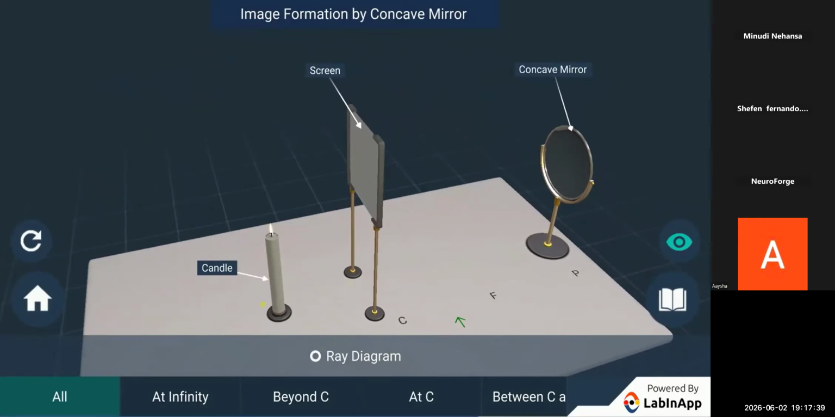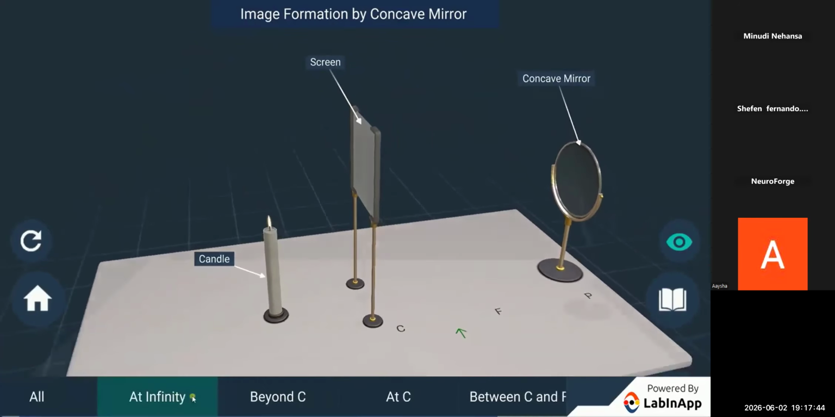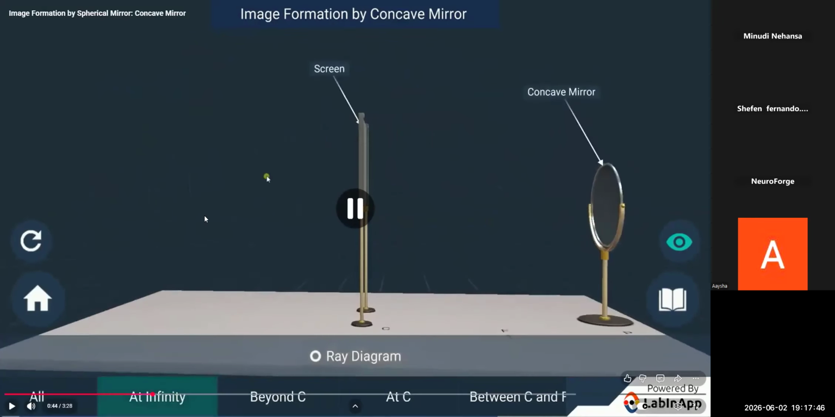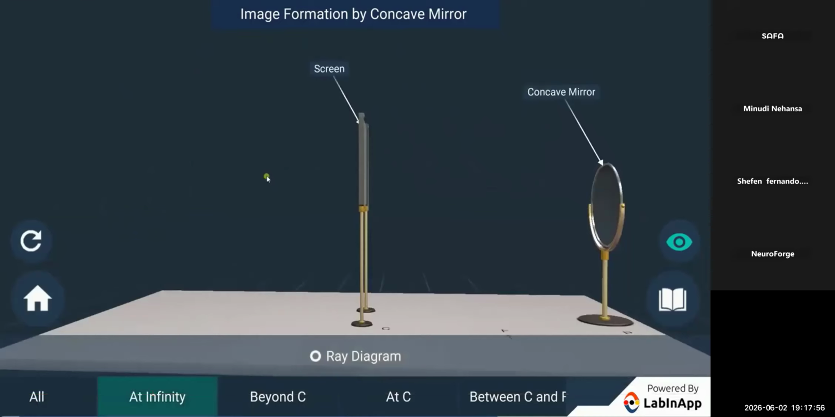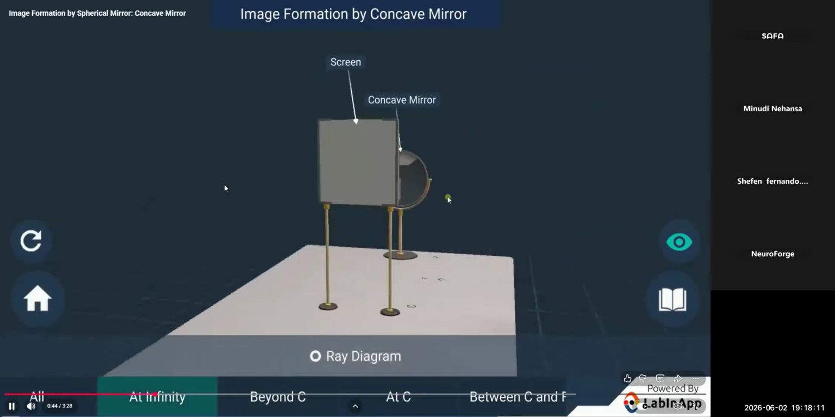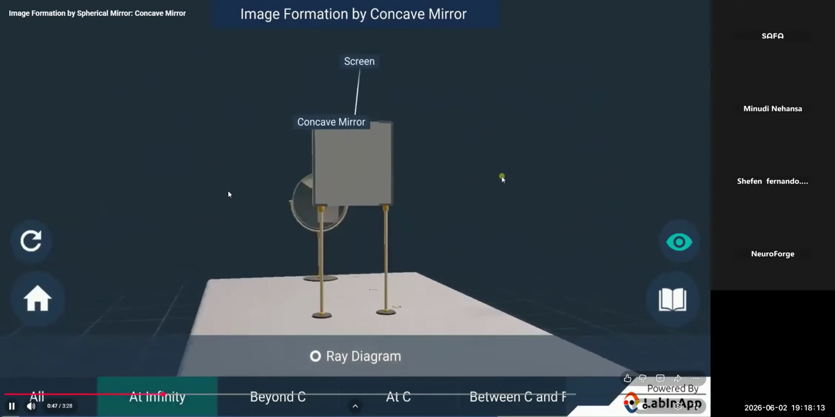When the object, that is the candle, is placed at infinity, how is the image formed? Infinity means what? Any idea? Yes, it's not stopping, like it's from a large distance. You are going to place the candle with this concave mirror at a large distance. That's why infinity.